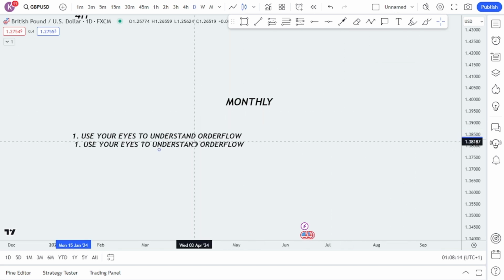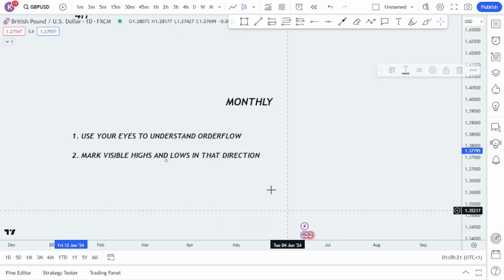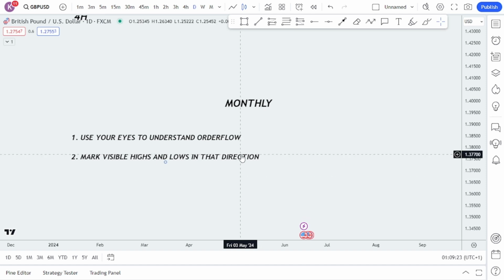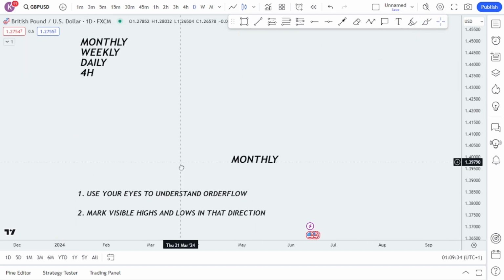And the second step is to do what? Mark visible highs and lows in that direction. That's what we do on number 2. Okay, so the next thing we go to after the monthly chart.